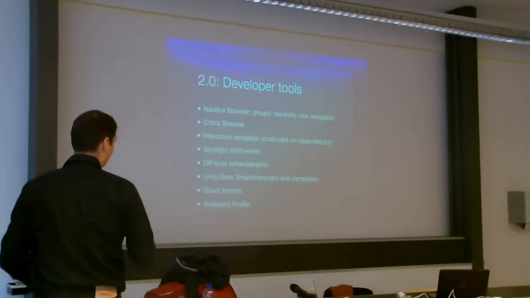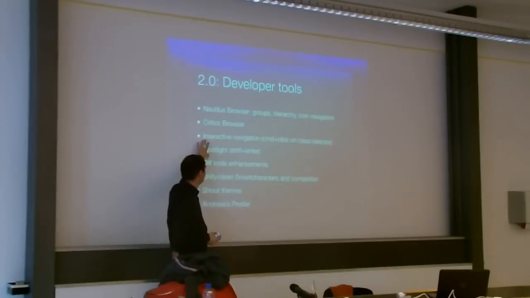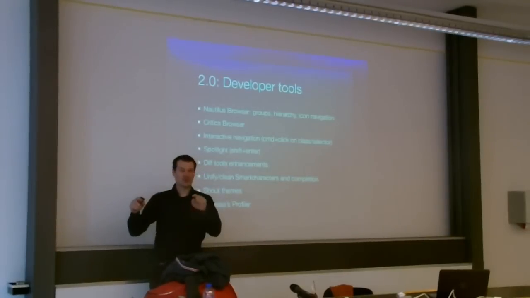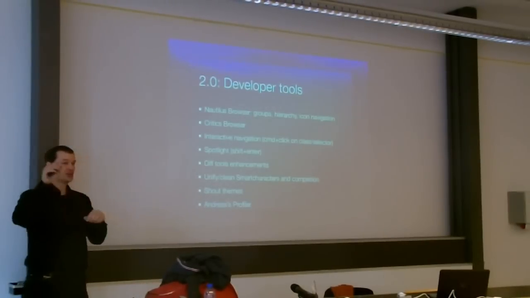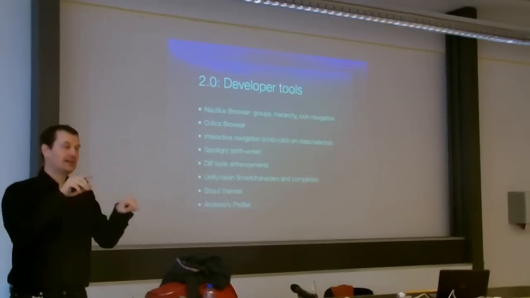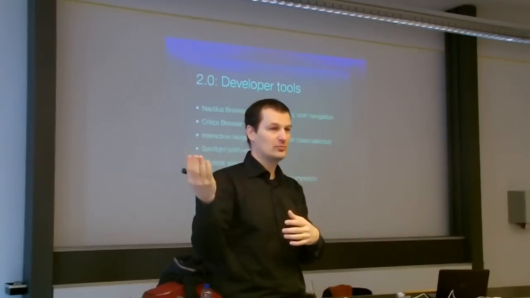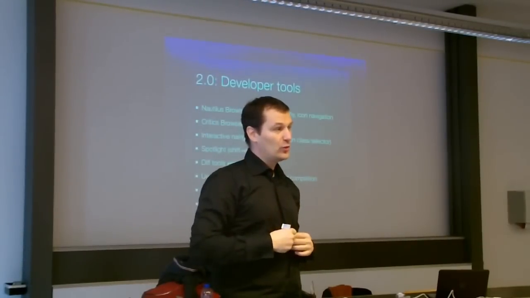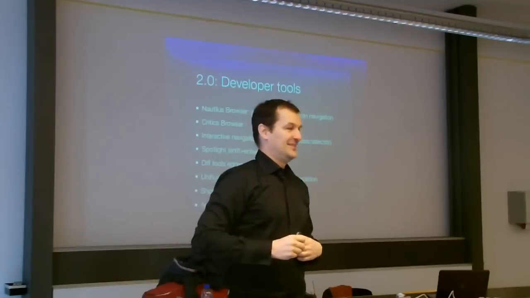So the critics browser is the first generation of that. We have interactive navigation, so normally Camille can explain that when you command click on the class name, you will jump to the class. If you command click on the selector, you will jump there. In 3.0, we will have abstract syntax tree navigation.